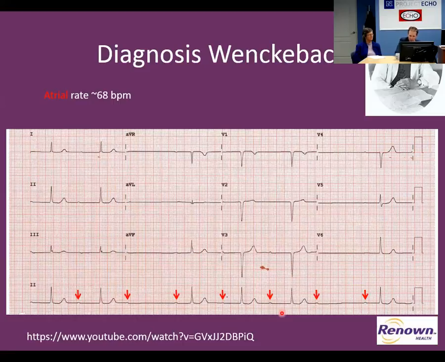So you want to look at the last conducted PR interval before the drop, and then the first conducted PR interval after the drop. And then you measure that with calipers there and there, and you compare them to each other. And if it's long and then short, then it's Wenckebach.